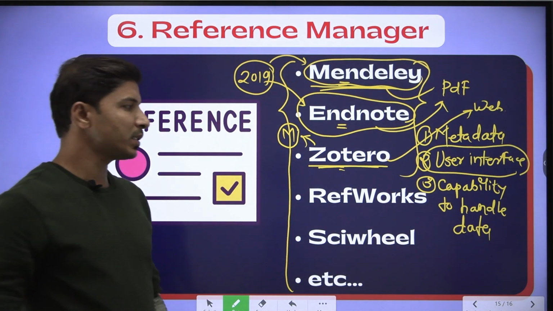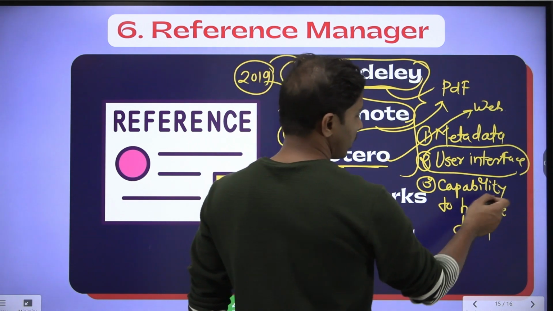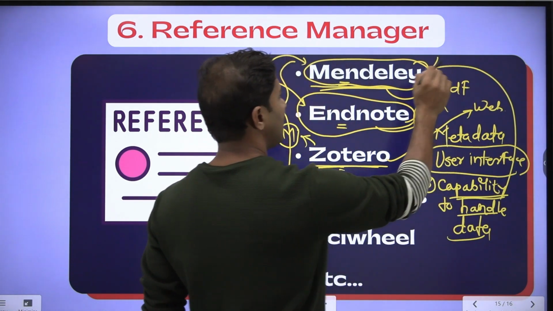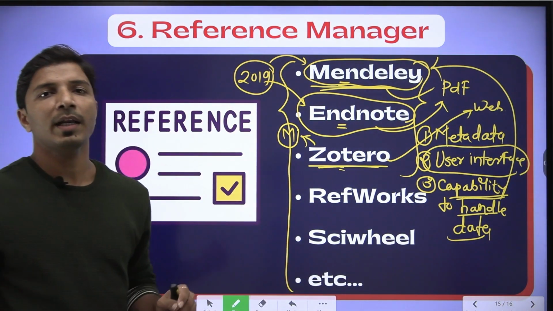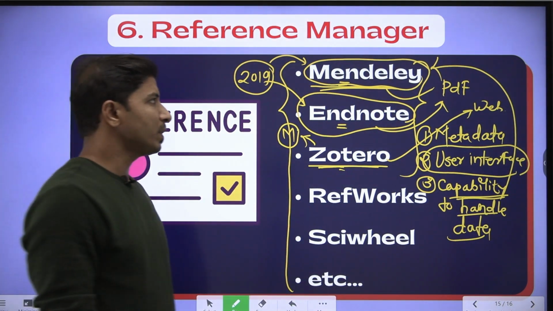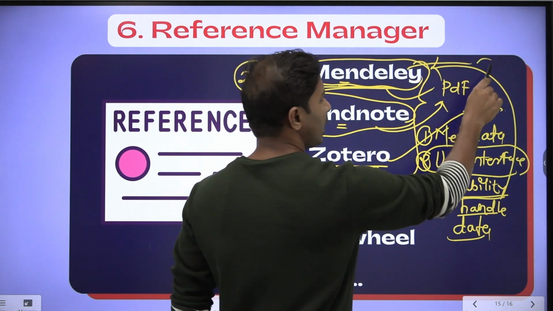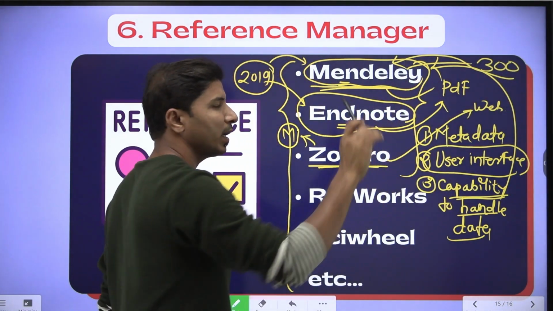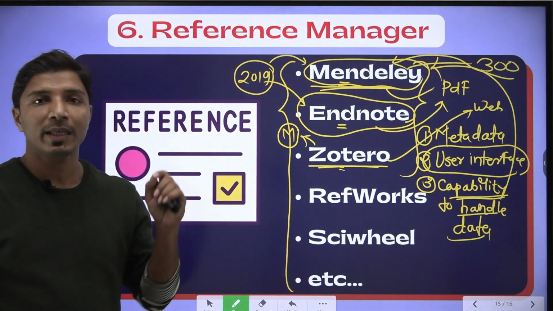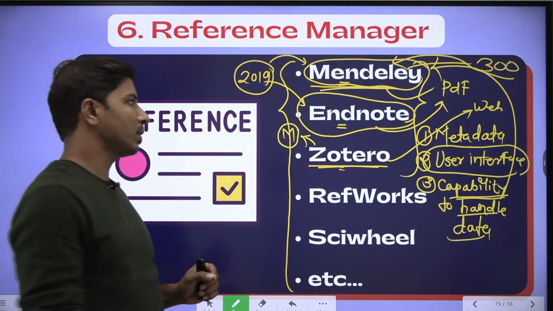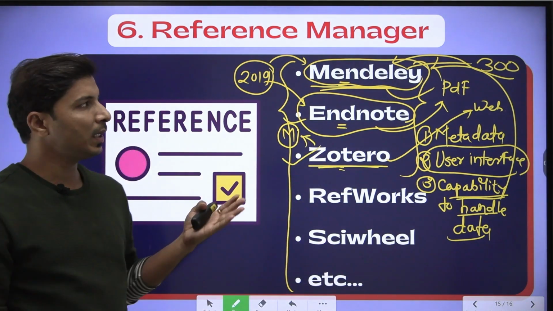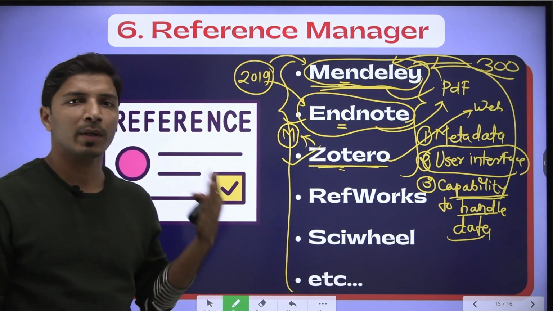And the third option is capability to handle data. For that, I recommend you go with Mendeley, because I have written a review article based on around 300 research papers, and Mendeley handled this volume of research papers very accurately, where sometimes EndNote and Zotero may fail. So you can prefer Mendeley, and right now it is Mendeley side by side with Microsoft Office.